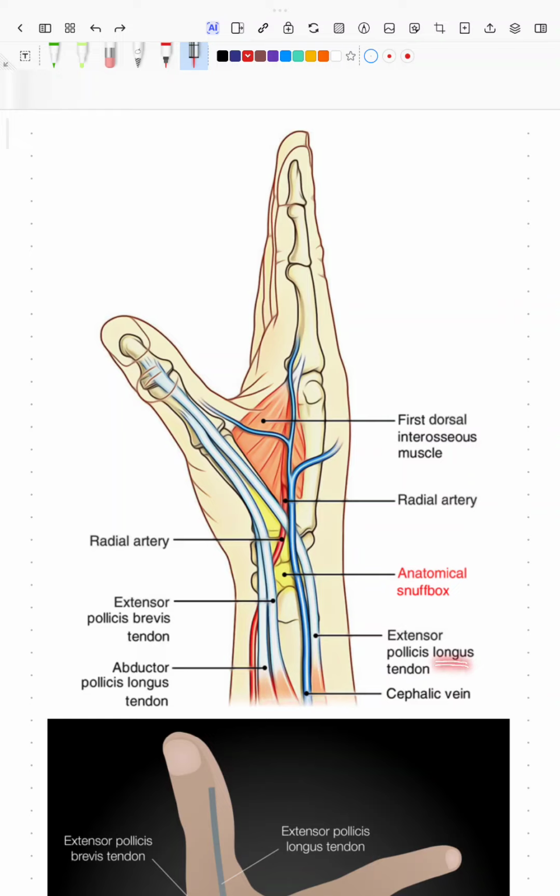So instead of longus, if you write brevis, you get the first tendon, and instead of extensor, if you write abductor, you get another tendon. So you have concluded medial border and lateral border.